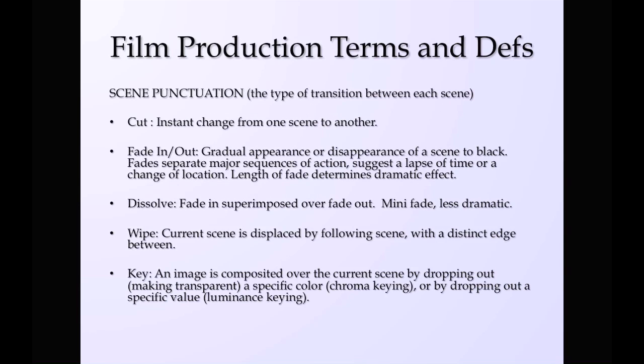Film production terms and definitions. Scene punctuation, the type of transition between each scene. A cut is an instant change from one scene to another. A fade in and fade out. Fade in is the gradual appearance from black and then the scene beginning to get brighter and more visible until it replaces the black entirely and you have the scene beginning. A fade out, the scene is gradually darker and less distinct until it becomes black.